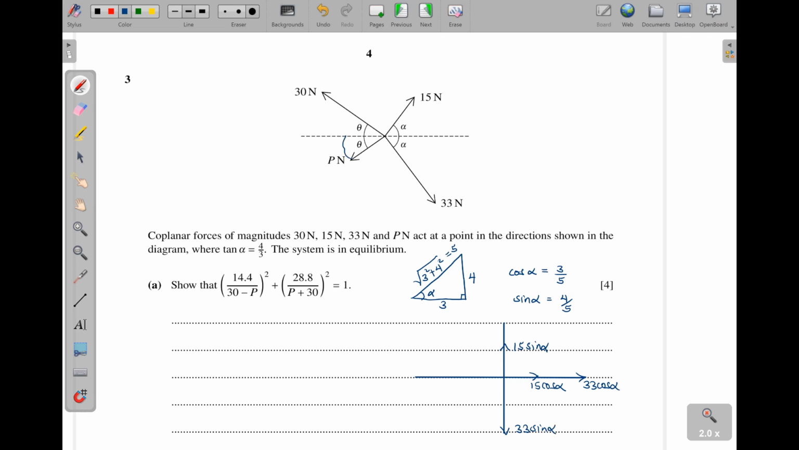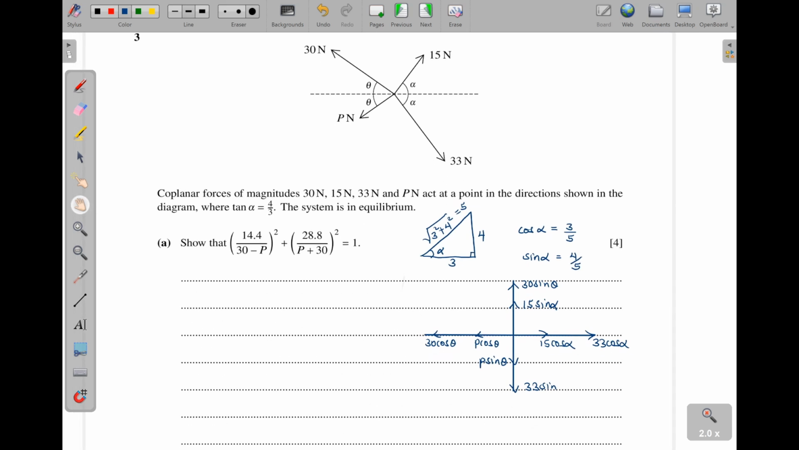Then come to p. Put it here. That will be p cos, actually theta, not alpha. And then also bring the 30 here. That is 30 cos theta. I don't know why I'm saying alpha. So it is 30 cos theta again. Now put the 30 up here. We shall get 30 sine of theta, and then put the p down here. We shall get p sine theta. So that is our diagram there.